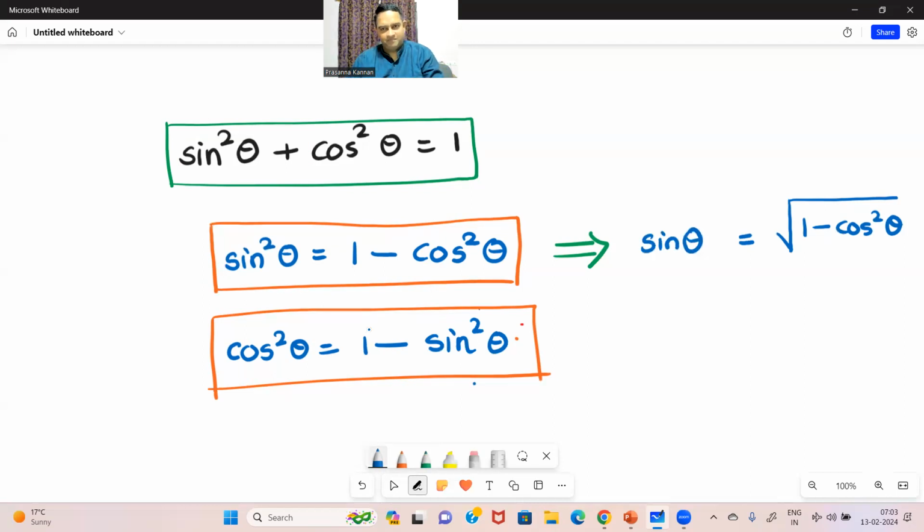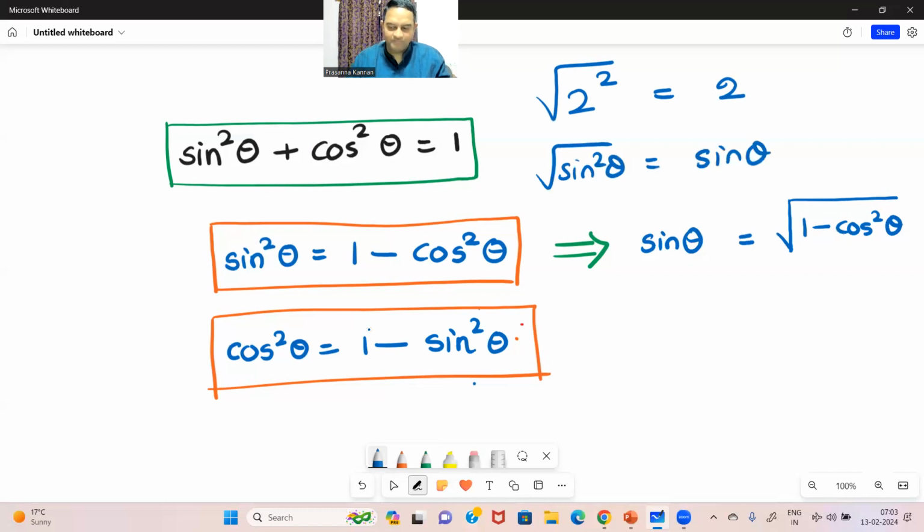Sine. For example, the square will go off with the square root. Suppose you have 2 square. If you take square root, what will you get? 2. Like that. So you have sine square theta. If you take root, what do you get? Sine theta. Understood?